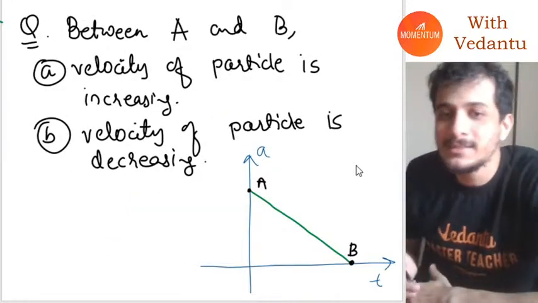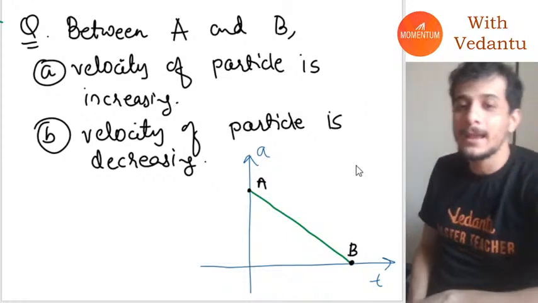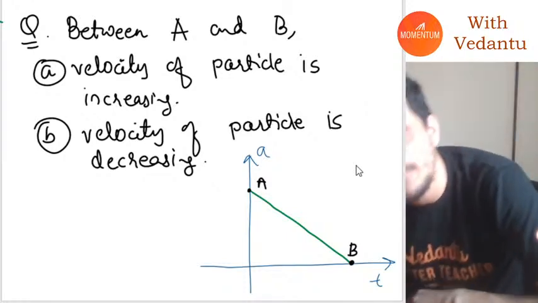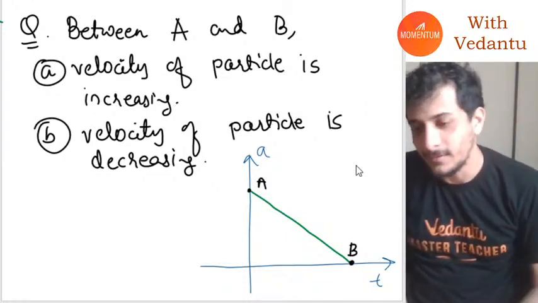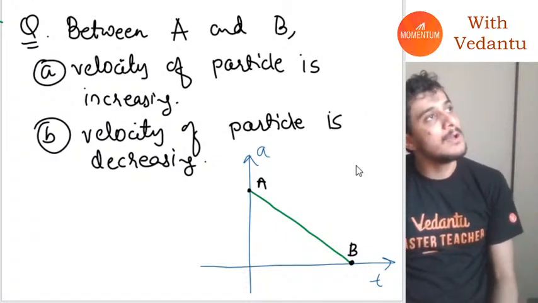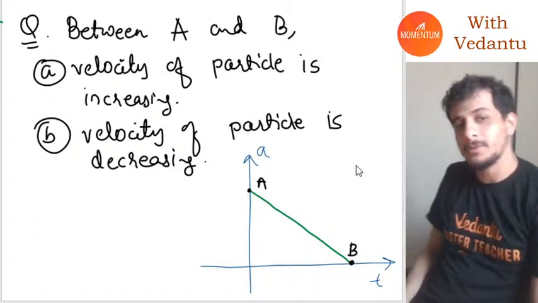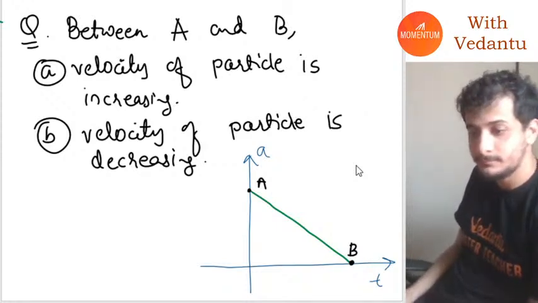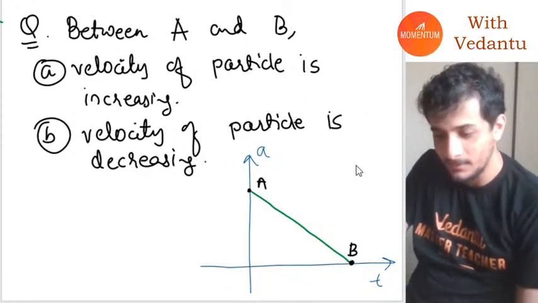So based on this, guys, this is a question. Between points A and B, if you see between points A and B, velocity of the particle is increasing or decreasing. Everybody has to tell me: between points A and B, the velocity of the particle will be decreasing or increasing. I think everybody should know.